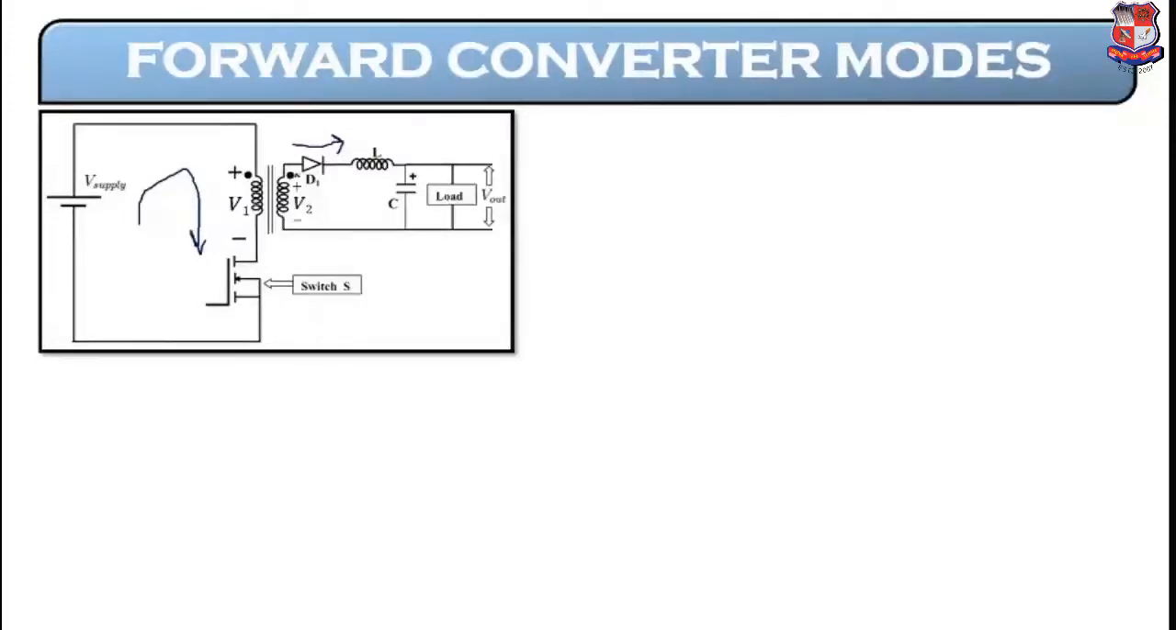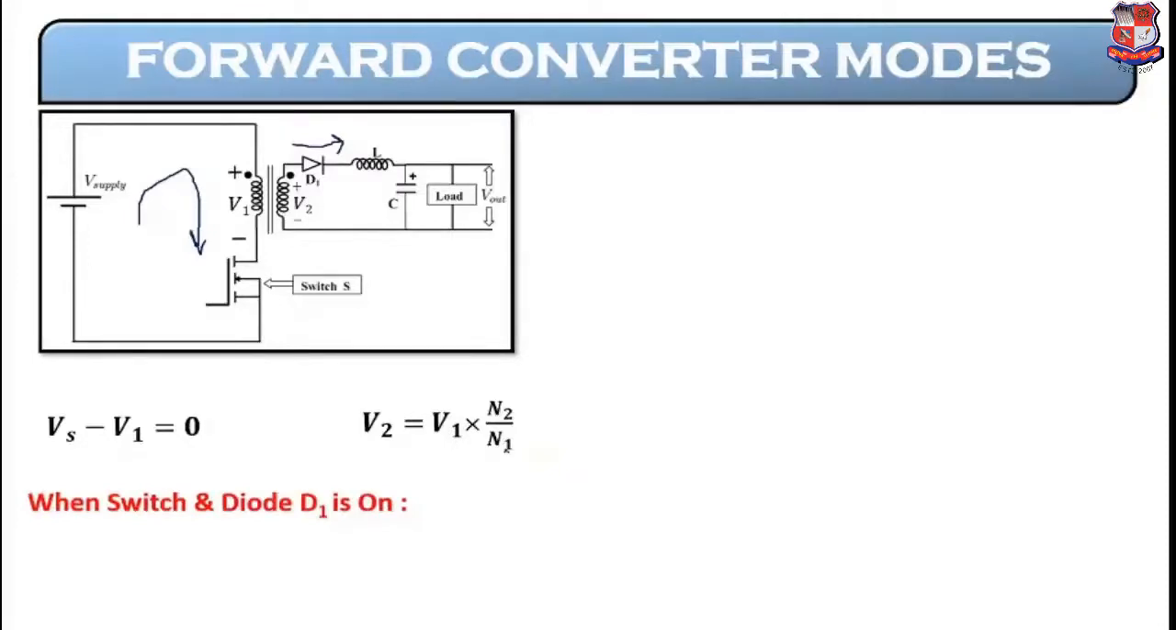In second mode, D2 will remain on, and in that case the switch and diode D1 will remain off. Okay, so over here if you write the KVL equation on the primary side, you can write Vs minus V1 equals 0, and on the secondary side V2 equals V1 into N2 by N1. Now when switch and diode D1 are on, what will happen? You can write a KVL equation on the secondary side. So you can get the KVL equation as V2 minus VL.